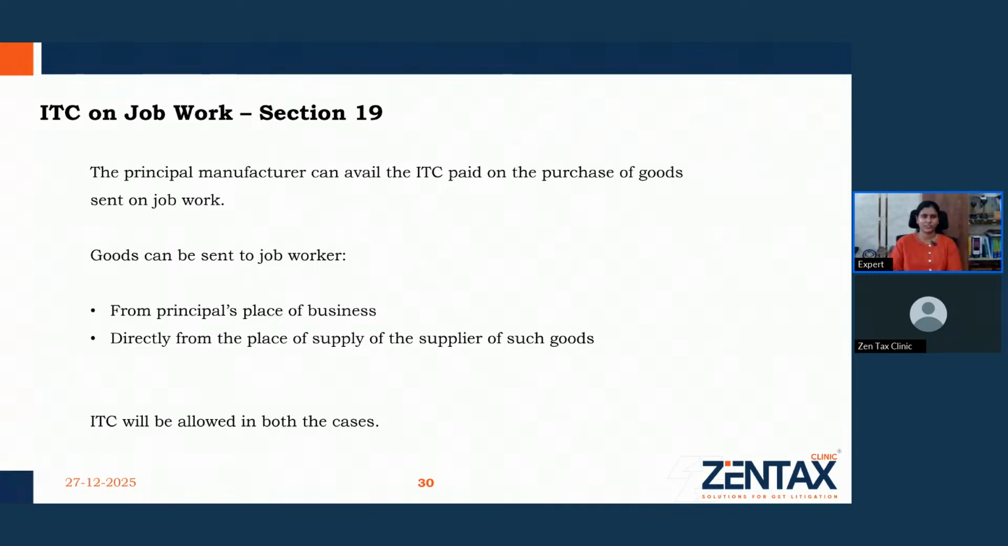Even though he sends the goods from his place of business, or he directs his supplier to directly supply the goods to the job worker, the ITC, that is the input tax credit, can be availed only by the principal manufacturer who is sending the goods for job work.